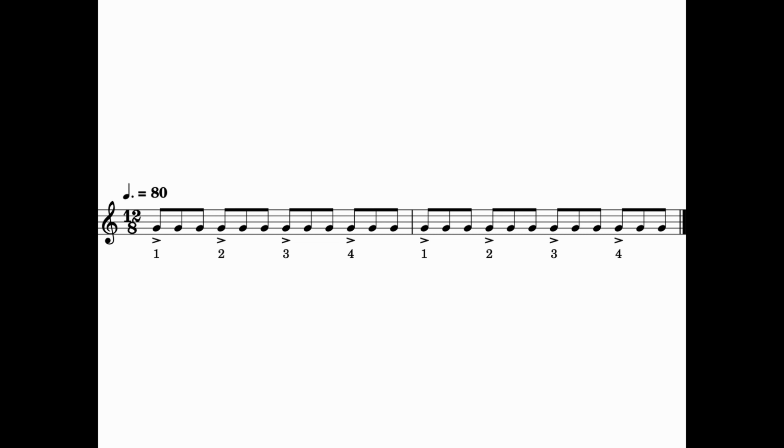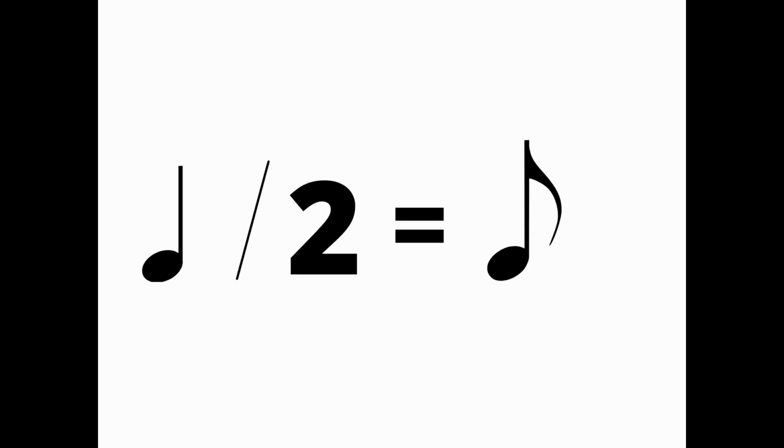Whenever there is a dot on a note, you take half of the value of the note and add it onto the original value. So half of a quarter note is an 8th note. Then you add the value of a quarter note to this, and you have a note that takes up the value of 3 eighth notes. A dotted 8th note would take up the equivalent of 3 16th notes, and a dotted half note would take up the equivalent of 3 quarter notes.